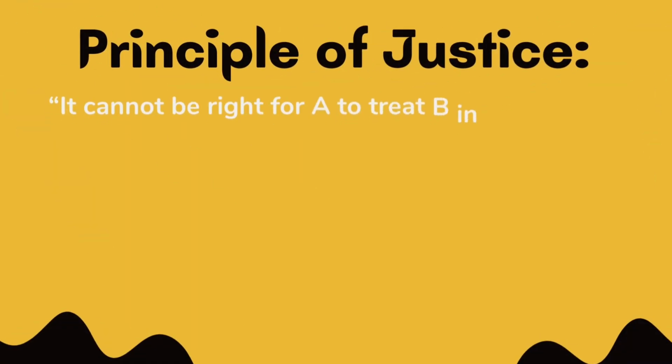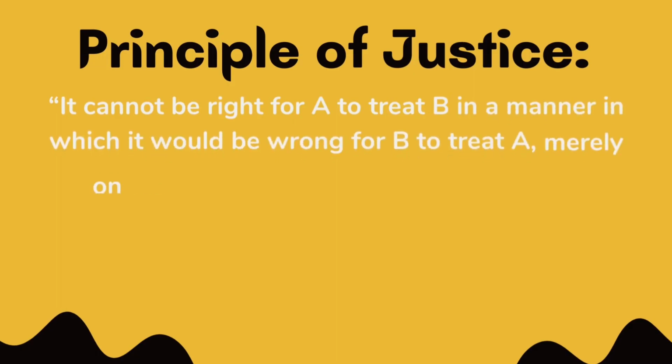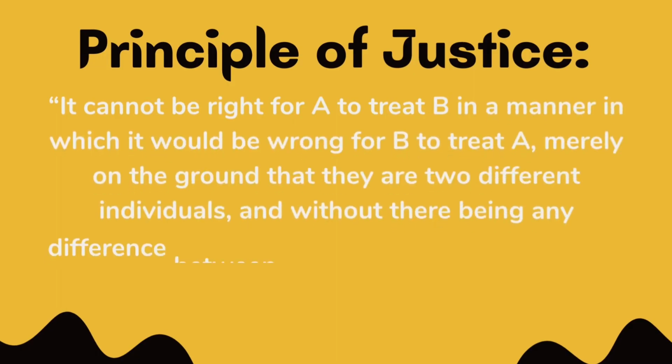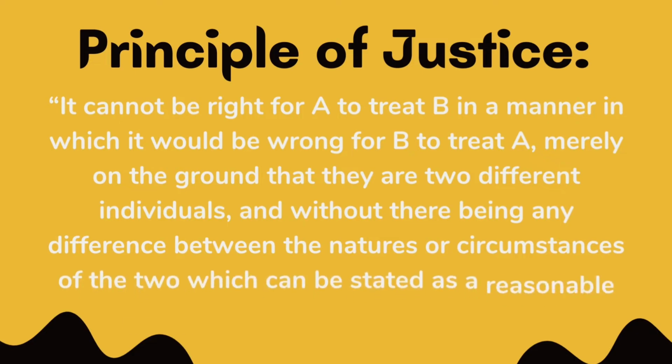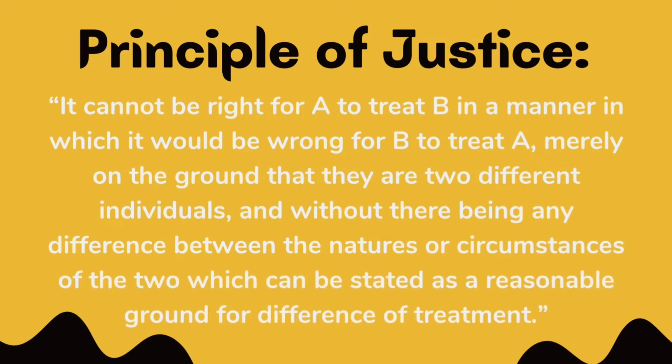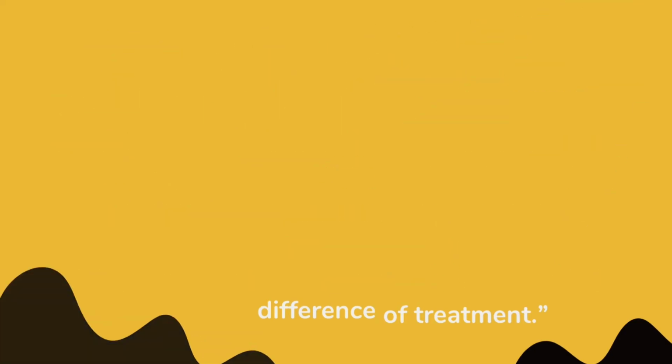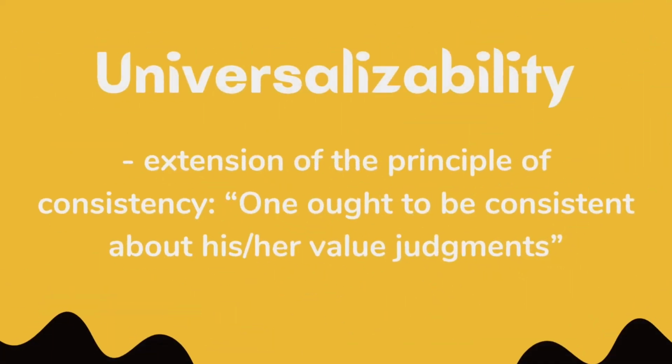And in the formal principle of justice, which states that it cannot be right for A to treat B in a manner in which it would be wrong for B to treat A, merely on the ground that they are two different individuals, and without there being any difference between the natures or circumstances of the two, which can be stated as a reasonable ground for difference of treatment. This principle is also an extension of the principle of consistency. That is, one ought to be consistent about one's value judgments.